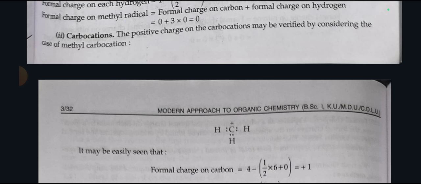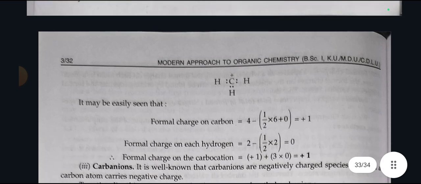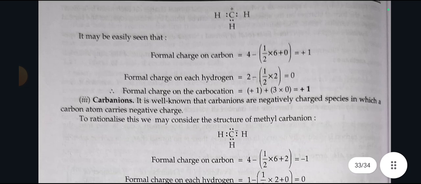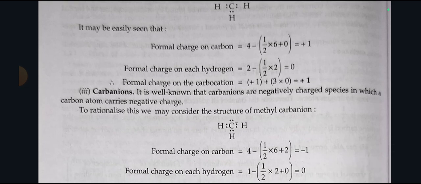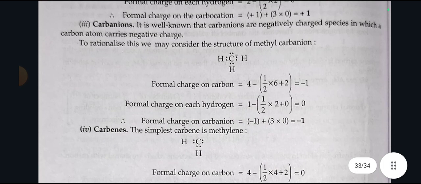Second, carbocations. The positive charge on carbocations may be verified by considering the case of the methyl carbocation, CH3 positive. It may be easily seen that formal charge on carbon is equal to 4 minus 1/2 × 6 plus 0, which is plus 1. Formal charge on each hydrogen is equal to 1 minus 1/2 × 2, which is 0. Formal charge on the carbocation is equal to plus 1 plus 3 × 0, which is plus 1.